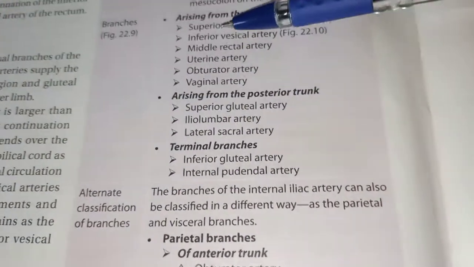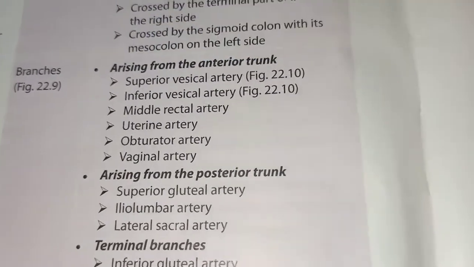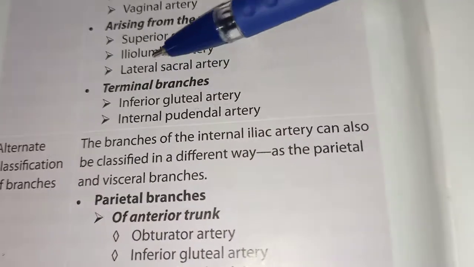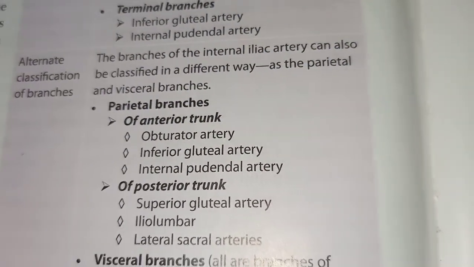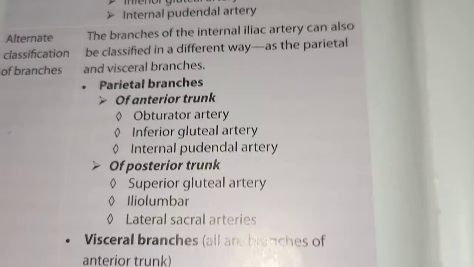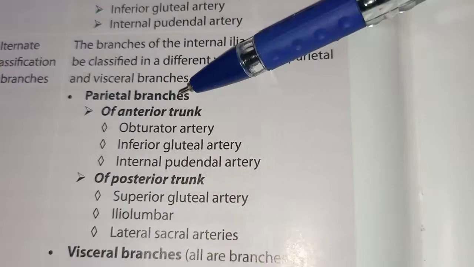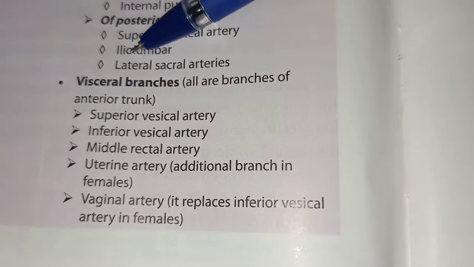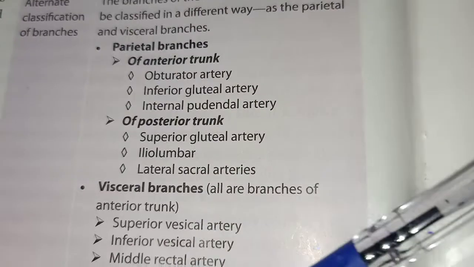Here the division of the internal iliac artery into branches was in the form of those arising from the anterior trunk, those arising from the posterior trunk, and the terminal branches. The alternate classification, another way in which you can classify, is into parietal branches and visceral branches. The parietal branches arise from the anterior trunk and posterior trunk, while the visceral branches arise only from the anterior trunk.